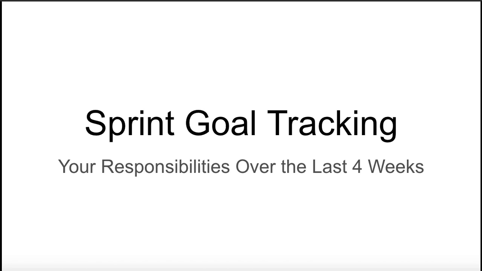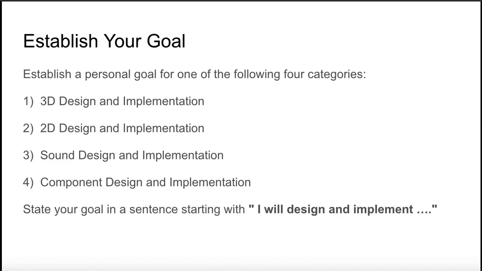First, you will be asked to establish your goal. Establishing your goal will be the process of picking a personal goal from one of the following 4 categories: 3D design and implementation, 2D design and implementation, sound design and implementation, or component design and implementation. State your goal in a sentence starting with, "I will design and implement," and then whatever you are going to design and implement under one of those 4 categories.